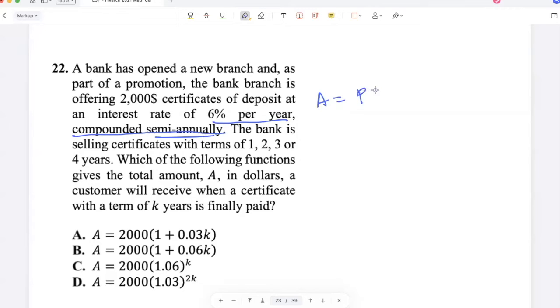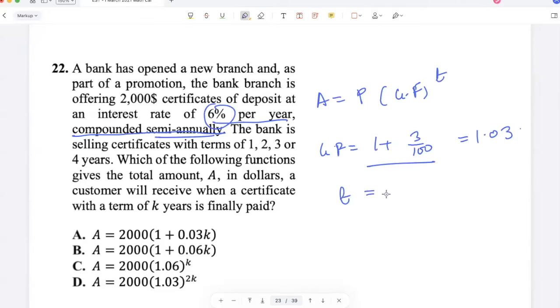A, the amount, is principal times growth factor to the power time, right? So now my growth factor here would be 1 plus 3 over 100, right? Because this 6% is being compounded semi-annually. So for half a year, I will be applying an interest of 3%. So that's 1.03. And my time period will be how much?